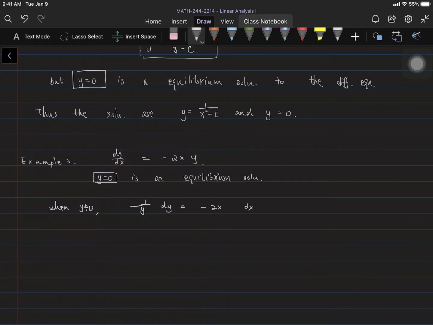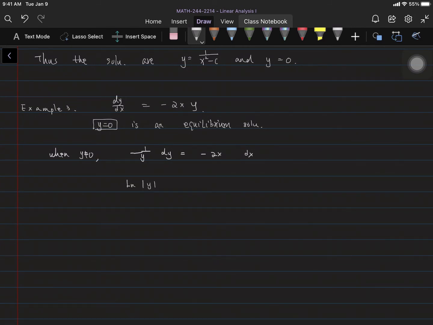Negative 2x dx. And this is natural log of absolute value of y, right side negative x squared plus c. Very similar to our exercise problem, but in this example, we are not going to leave y in this way. I'm going to simplify this solution. Let you see what the solution looks like. This equation has a natural log, so we take the exponential function on both sides, right? I'm going to write down in the next step: e to the natural log of y equals e to the negative x squared plus c. Please put negative x squared plus c in the exponent position. Be careful. And then simplify.